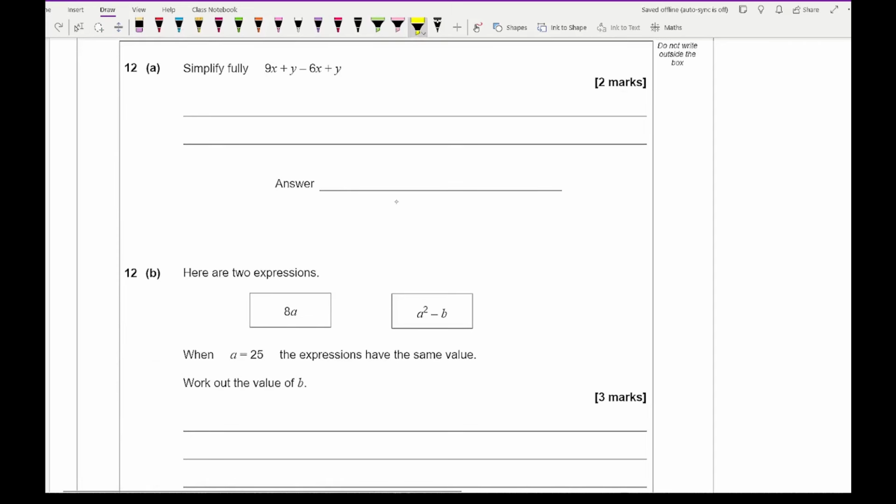So I've got x's and y's. So if I look at the x's, I've got 9x take away 6x, which is 3x, and then y plus another y is plus 2y.